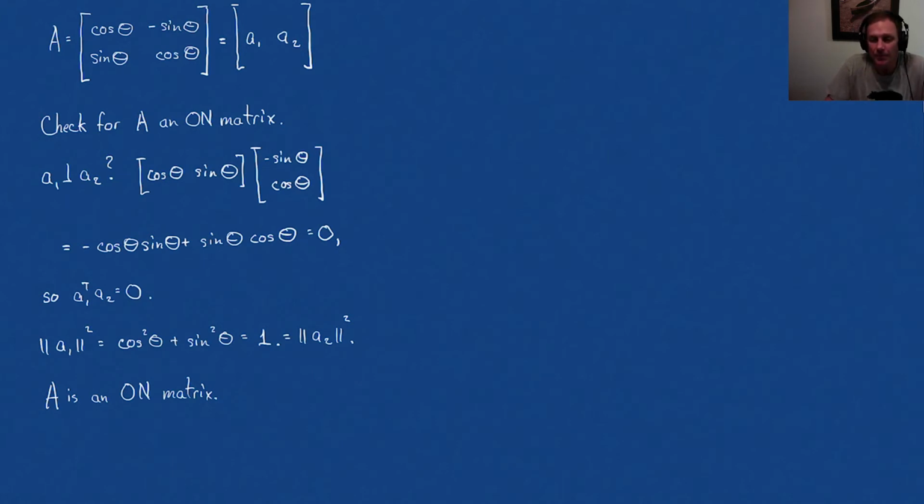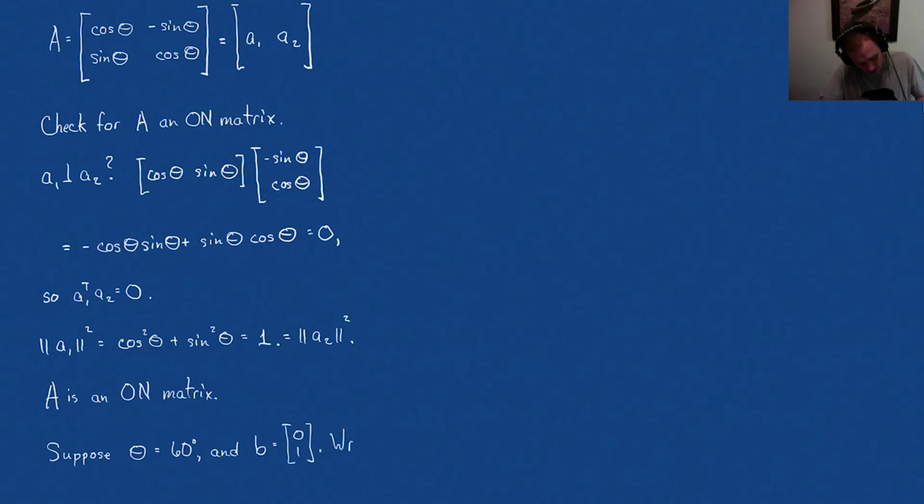Let's try an example using the matrix of A. So we need a few things. Suppose we want to rotate A. Suppose theta is 60 degrees. And B is the vector of 0, 1.